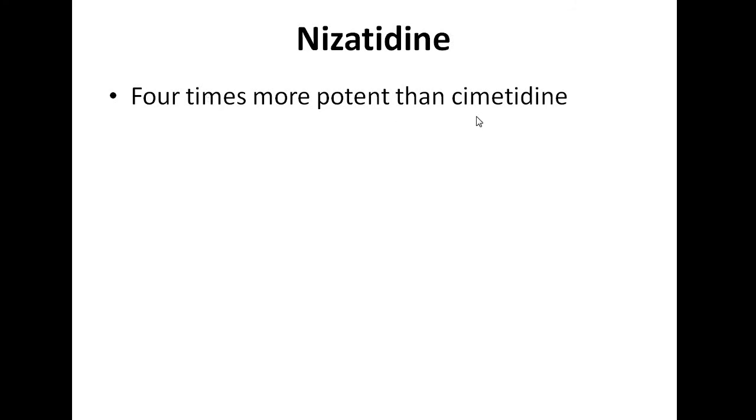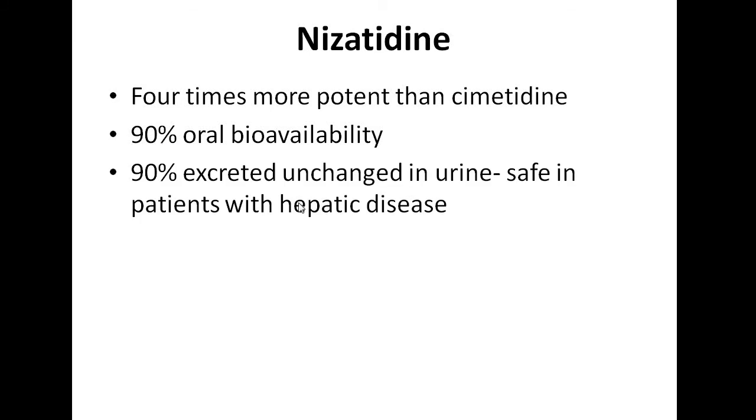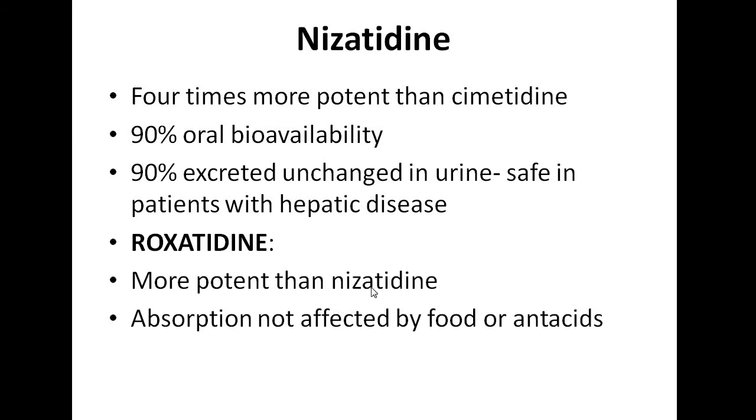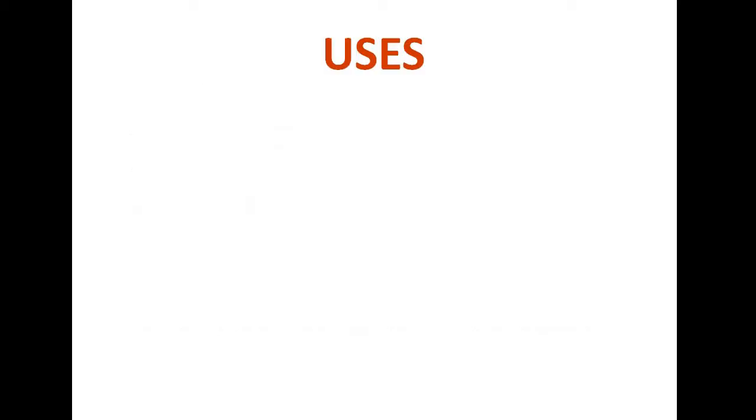Nizatidine, famotidine have some very minor advantages over ranitidine. 4 times more potent than cimetidine, high oral bioavailability, excreted unchanged in urine, therefore safe in patients with hepatic disease. Roxatidine, more potent than nizatidine. Absorption is not affected by food or antacids. So those are the different H2 blockers, of which ranitidine is the most widely used.